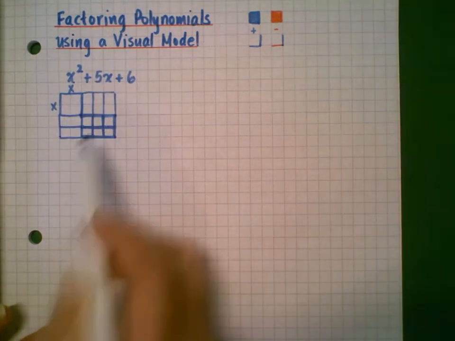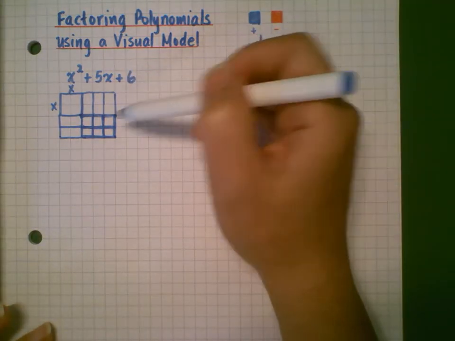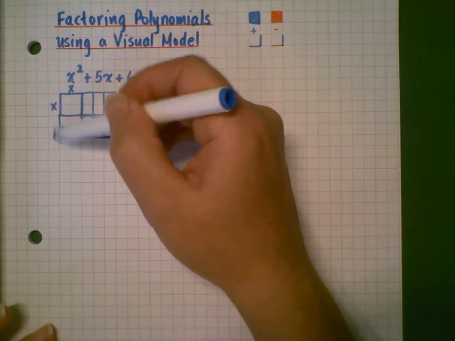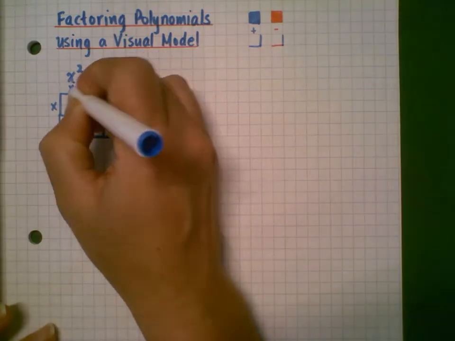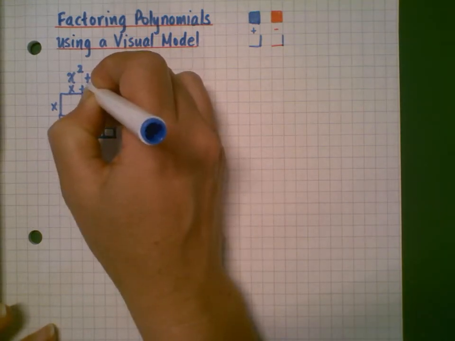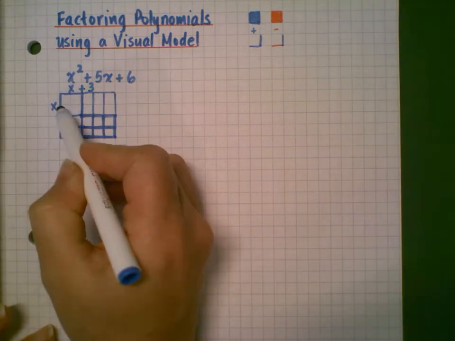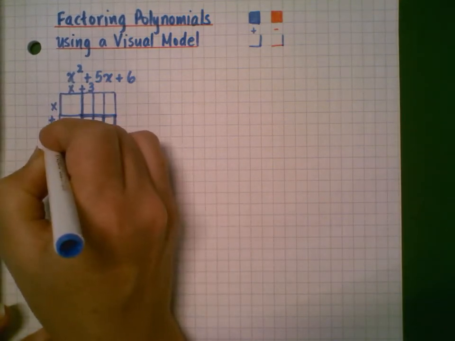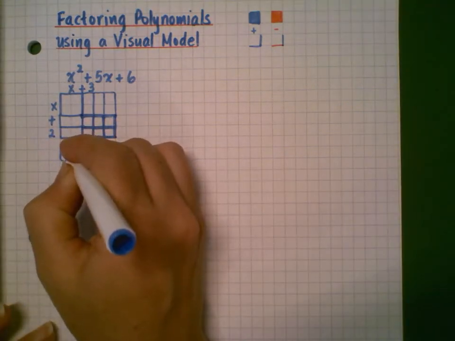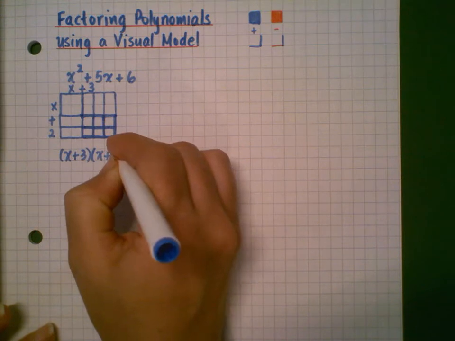So the fact that it does make a rectangle means that this polynomial that I was given can be broken into two different factors of length and width, or in this case, the distance across the top of the rectangle and the height of this rectangle. So the distance across the top here is x plus, and I've got 3 bars, so 3. And the distance or length of this side to the left is x plus 2 bars, that's plus 2. So the factored form of that trinomial is x plus 3, x plus 2.